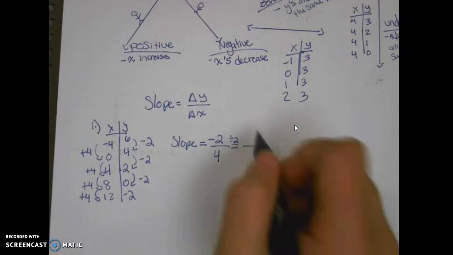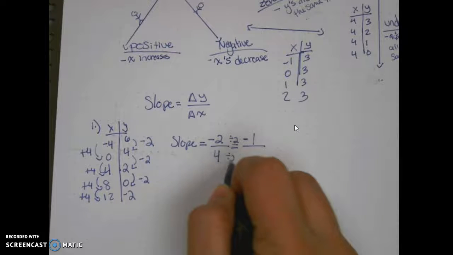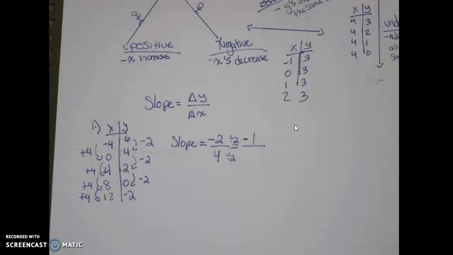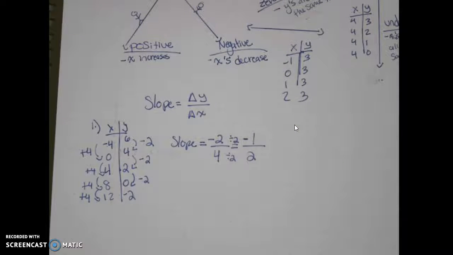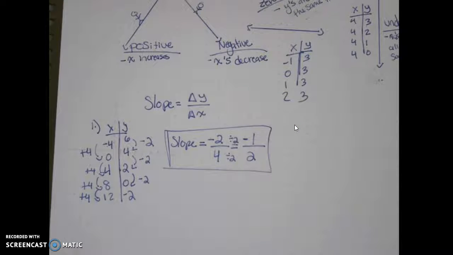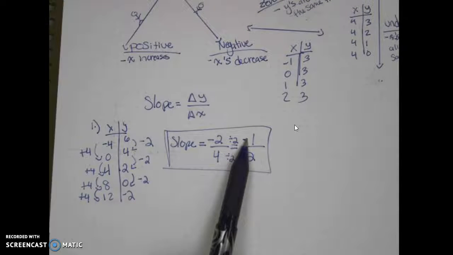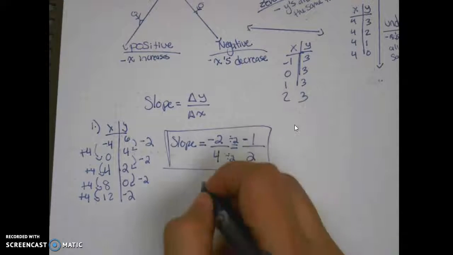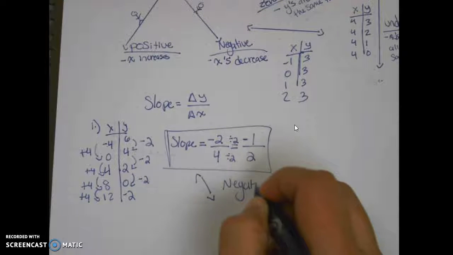A negative divided by a positive is a negative. 2 divided by 2 is 1, and I have to do what I do on the top to the bottom, so 4 divided by 2 is 2. So my slope is -1/2. If I graph this, what type of line will it be? I can see that this is -1/2, which means my line would be going down, which would be negative.